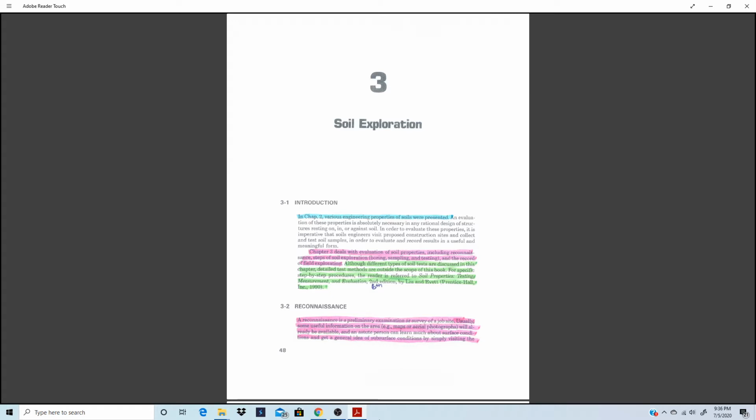Reconnaissance is a preliminary examination or survey of a job site. Usually that information on the area, so we can look at maps or aerial photography. They're already available online. So we can look at the surface conditions and get our general idea of what could be underneath.